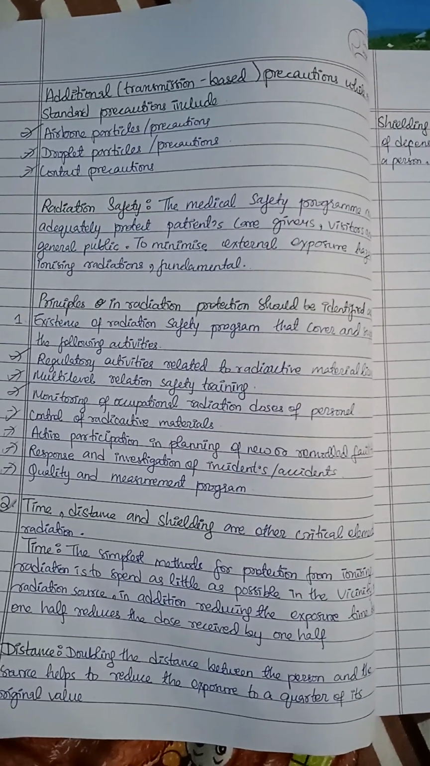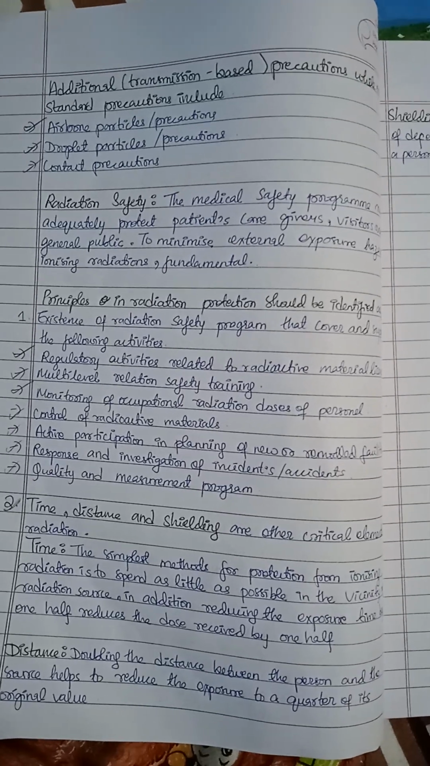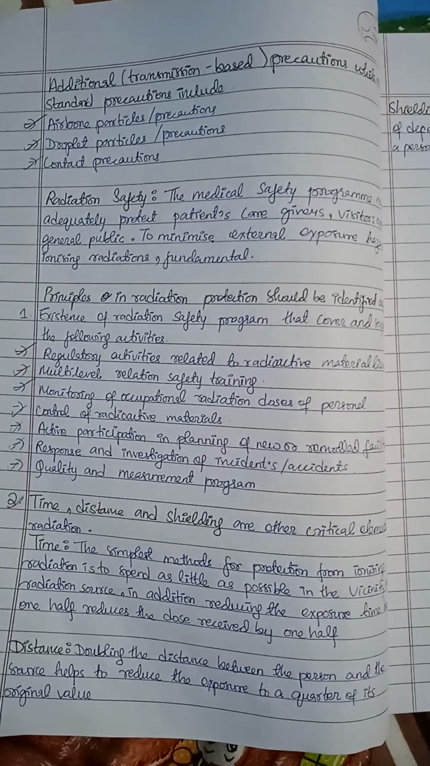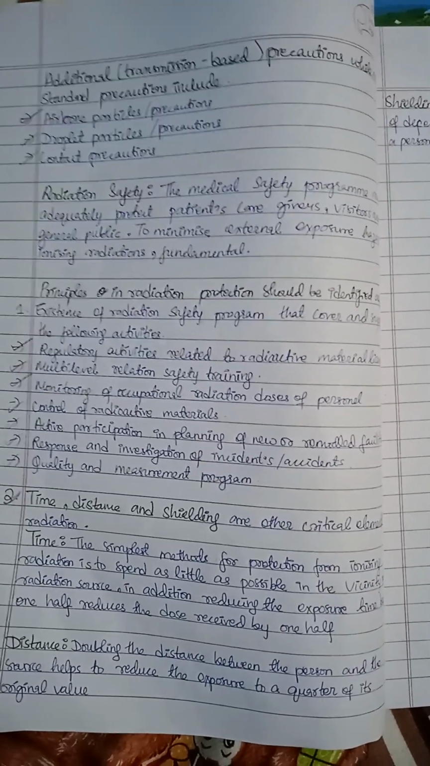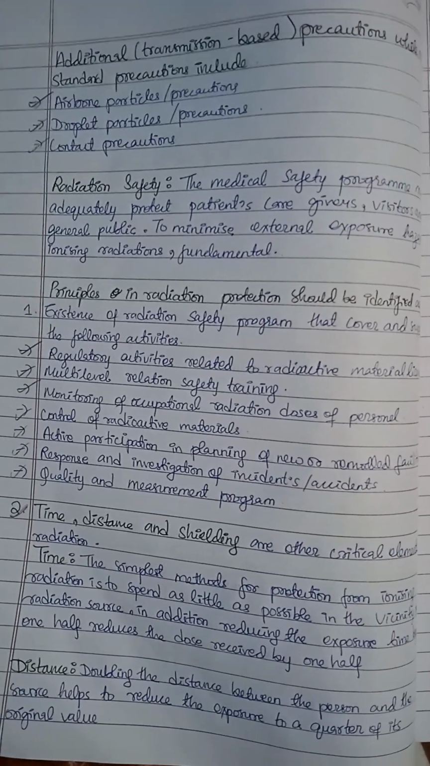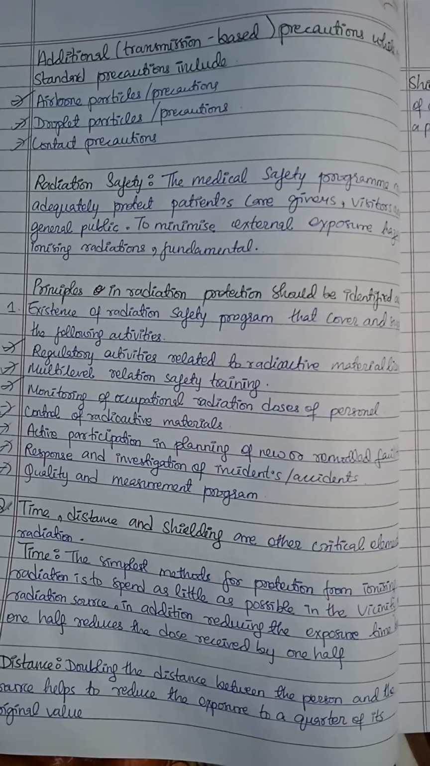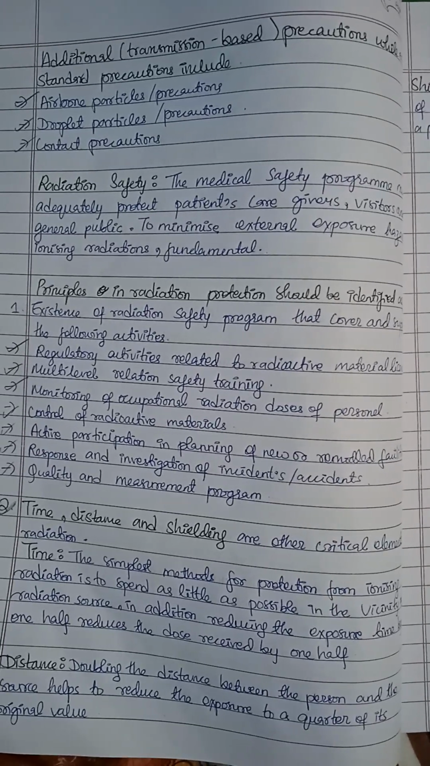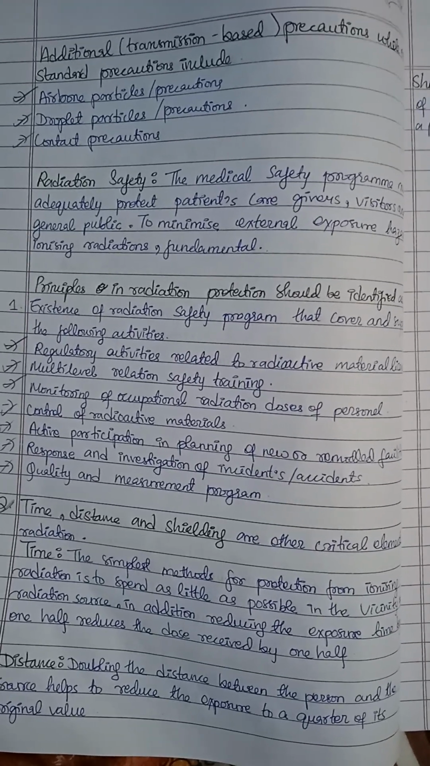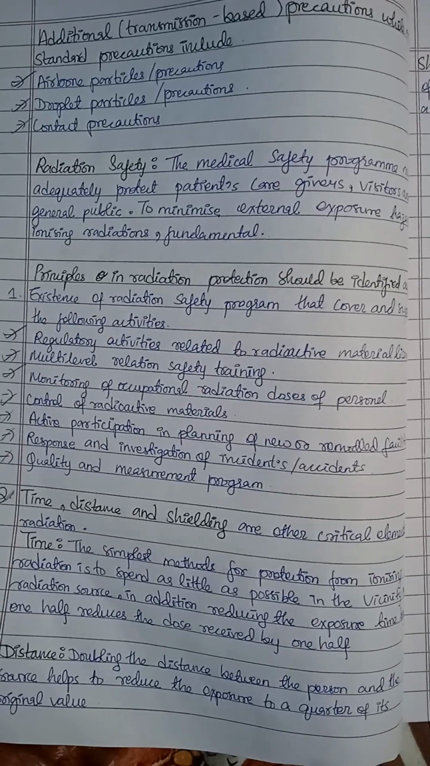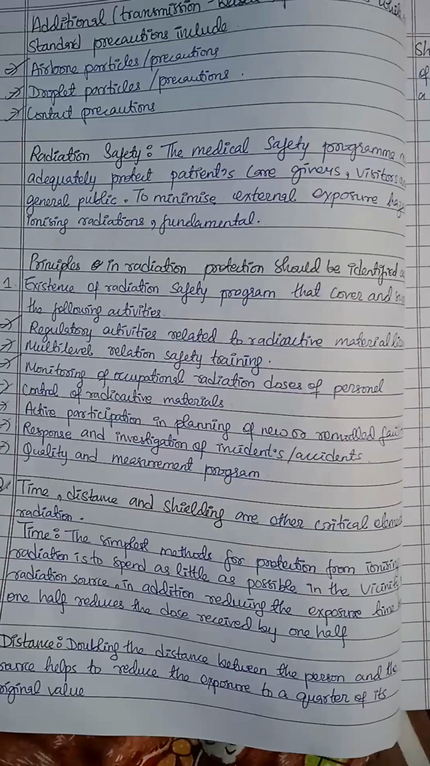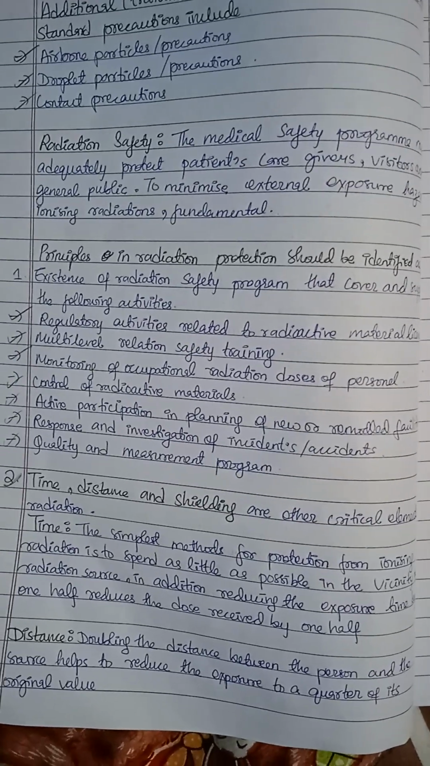Radiation safety. The radiation safety program adequately protects patients, caregivers, visitors, and the general public to minimize accidental exposure hazards in ionizing radiation, and fundamental principles in radiation protection should be identified as the existence of a radiation safety program that covers the following activities: regulatory activities related to radioactive materials and multi-level radiation safety training, monitoring of occupational radiation doses of personnel, control of the radioactive materials, active participation in planning of new or remodeled facilities, response and investigation of the incidents, accidents, quality and measurement programs.